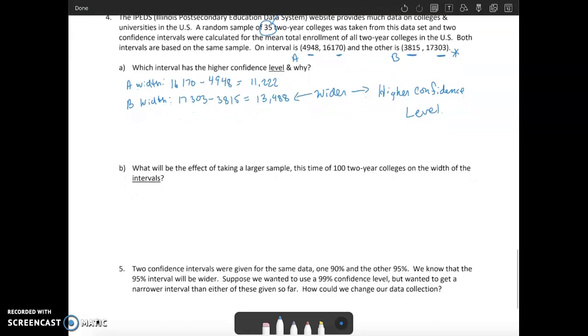Okay, then part B says, what will be the effect of taking a larger sample, this time of 100 two-year colleges, on the width of these intervals? So if we go back and instead of doing 35, if we do 100 for both of them, then what that should do is it should make both of them narrower. So a larger sample should make both intervals narrower.